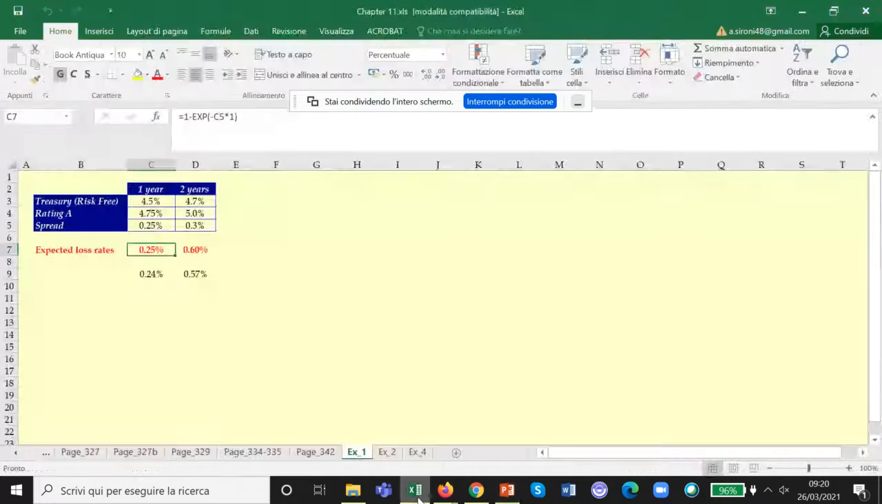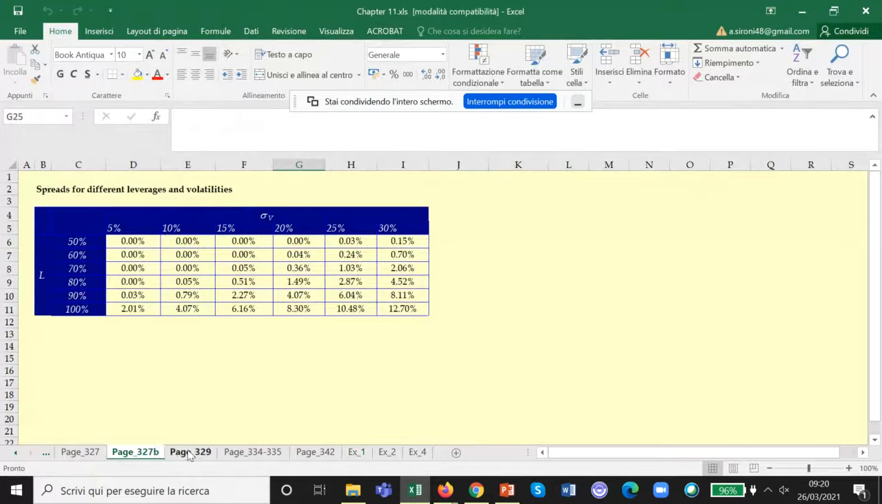This is all in the Excel files that you have, all these computations.